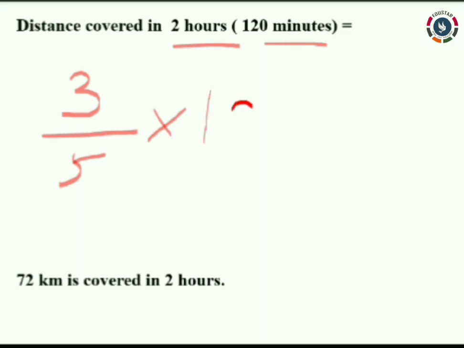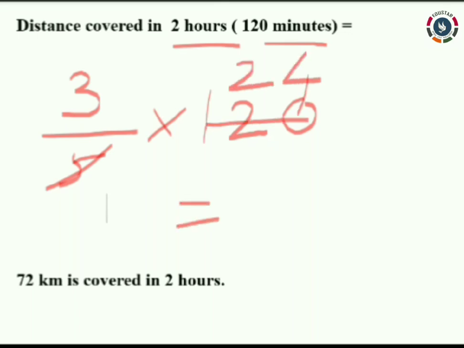Next, now we are going to find the distance covered in 2 hours. Already we have found the distance covered in 1 hour or 60 minutes, right? Now we have to find the distance covered in 2 hours or 120 minutes. Distance covered in 1 hour is 3 by 5 kilometer. Now for 120 minutes, you have to multiply it with 120. Do cancellation. 1 here 24. So 3 into 24 is 72 kilometer. So distance covered in 2 hours is 72 kilometer.